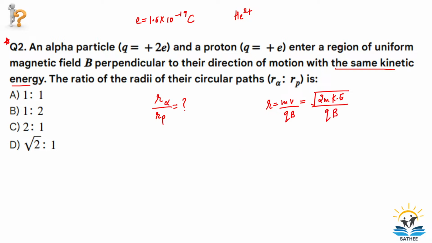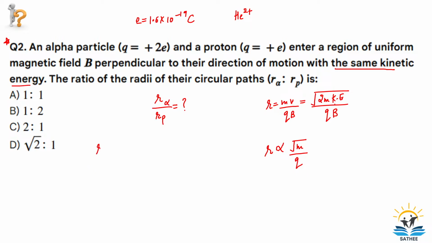Now the magnetic field is the same, as both are entering the same region of magnetic field. And the kinetic energy is also the same for both particles. So R is proportional to root of m by q only. Other things are the same for both the charges. When you take the ratio, the same quantities will cancel out. Kinetic energy is the same, magnetic field is the same. When you take the ratio, those same quantities cancel out. The proportionality is only with root of mass divided by charge.